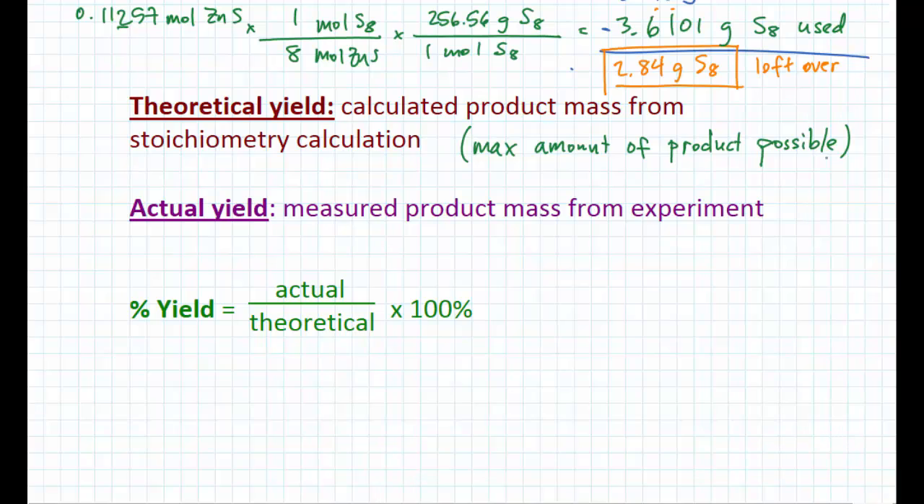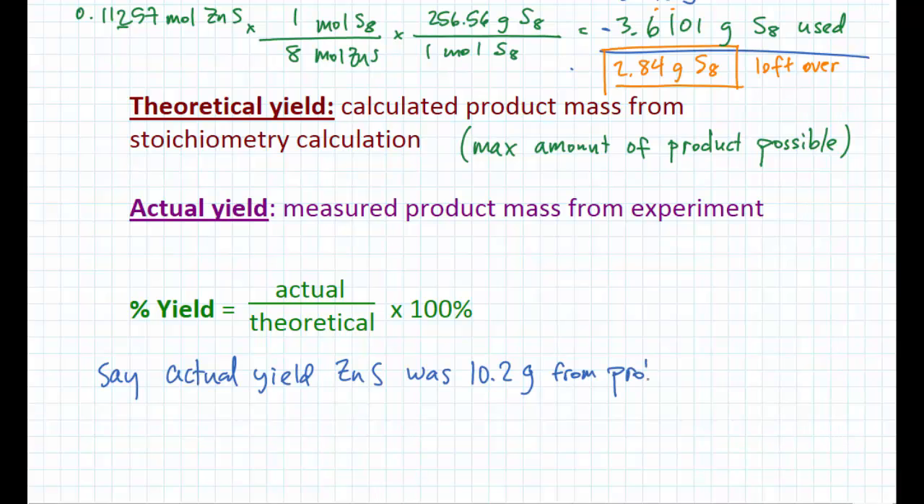Reactions don't go to completion a lot of times either. So in the real world, we very rarely get even close to the theoretical yield. So actual yield is a measured product mass. If you actually did a reaction and measured the mass of a product, that's actual yield. So let's say up above it was 10.2 grams from the problem above.